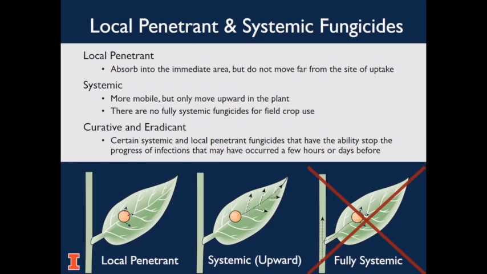Local penetrant fungicides, sometimes called local systemics, are absorbed in the immediate area of application but are not translocated far from the site of uptake. They serve to prevent the development of disease at or near the site of uptake. Systemic fungicides are more mobile than local penetrants. However, nearly all systemic fungicides on the market move only upward in the plant.